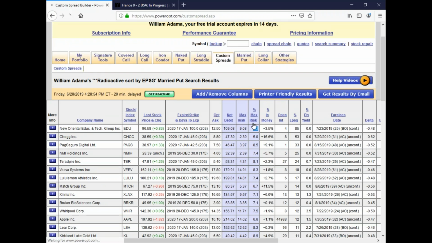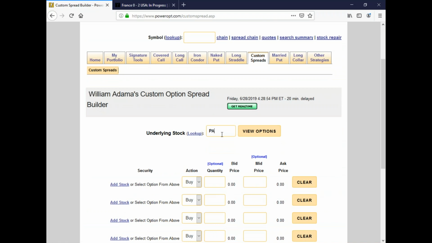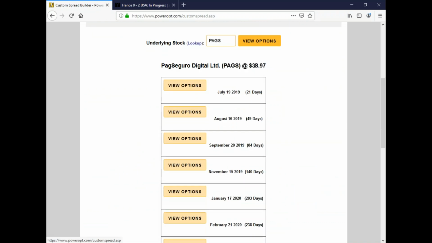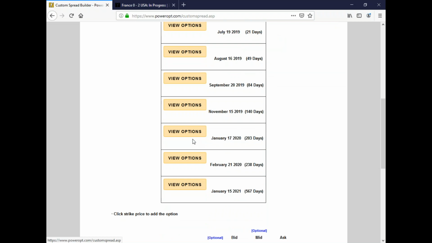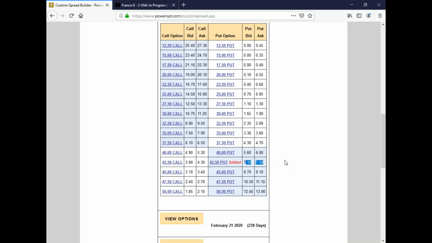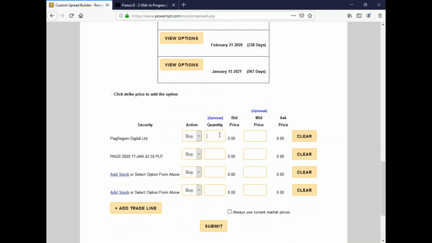But for Jerry's question, let's go to the custom spread tool, and I'm just going to build a PAGS position on the fly around perhaps where his strikes are. So let's say that a while back we bought PAGS at a lower price. It's at 38.97, so let's say we bought it maybe at 38 even. And at the same time, would have bought maybe a January 42.5 strike, and that probably would have been around the 7.90 range. So I'll put in 100 shares here at $38 even. I'll buy that one put at 7.90.